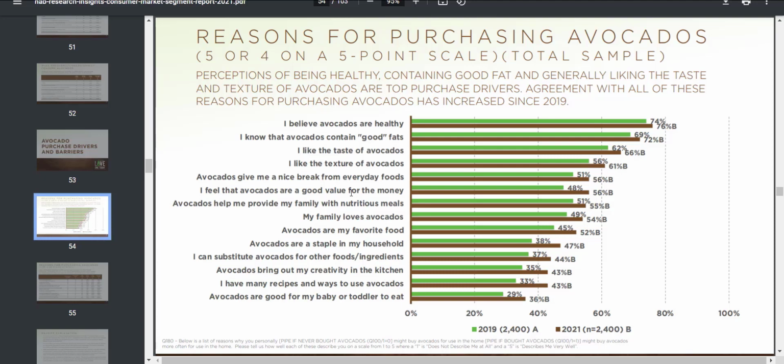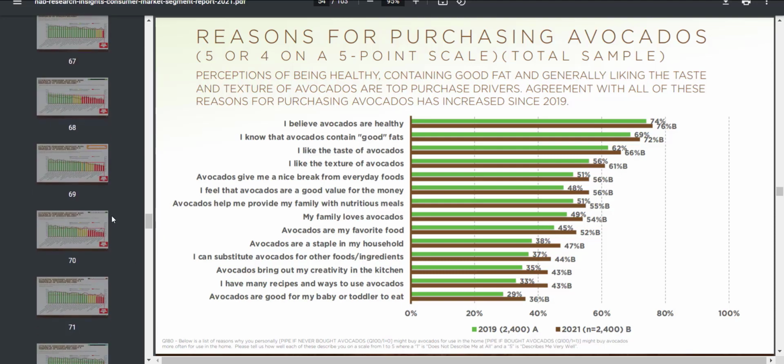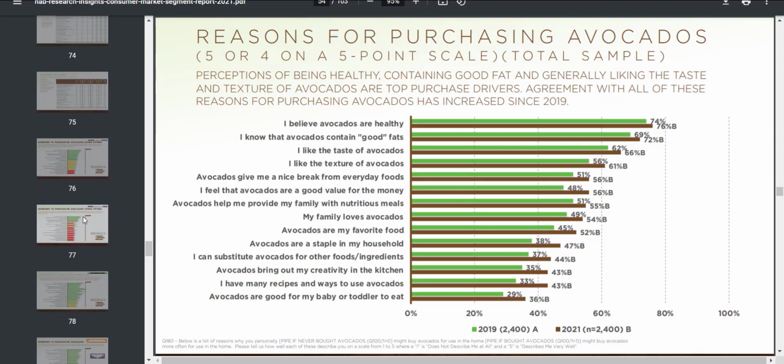As you can see, the data on why consumers purchase avocados strongly points out that health, nutrition, and taste attributes are the reasons driving purchase in the United States. This is why HAB has invested heavily in areas of health and nutrition.